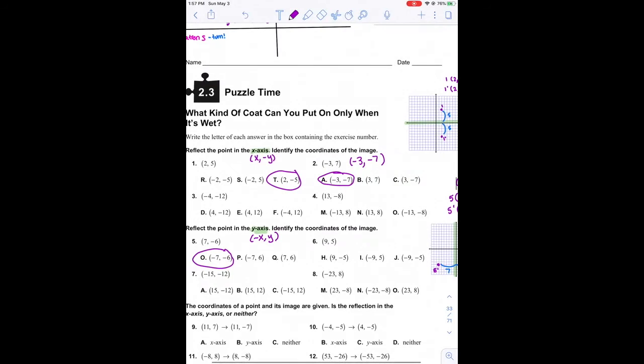Try number 6 now. All right, hopefully you've done that one. So x has to become the opposite. That's -9 instead of 9. Y is locked in. So -9, 5 should be the answer, which is this one. And you can do a graph to check it.